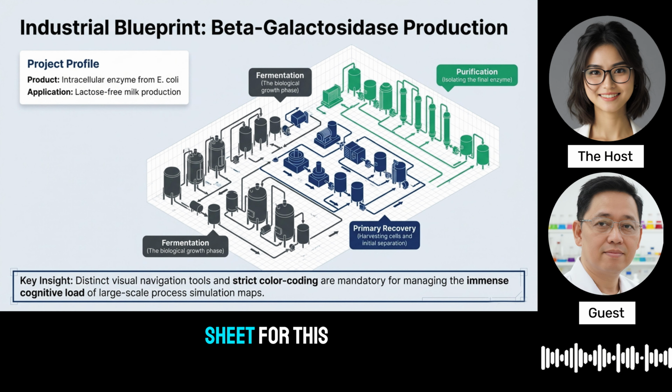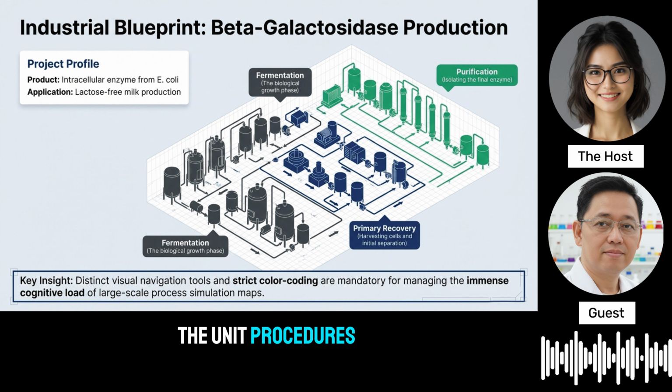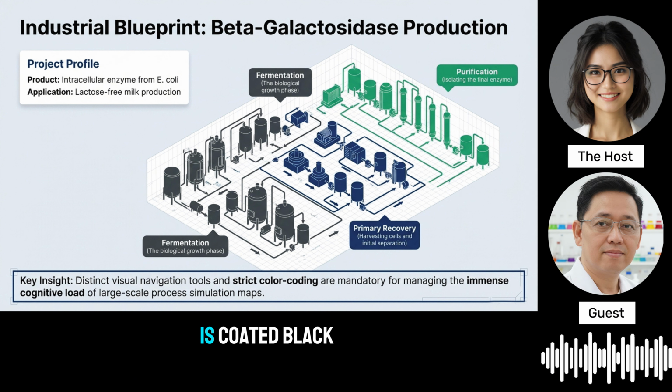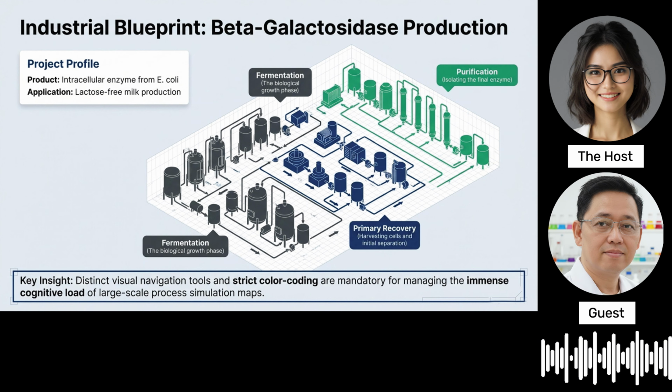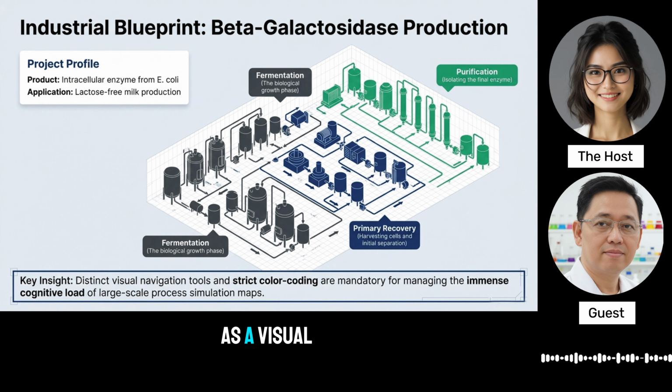The digital flow sheet for this is sprawling, so engineers use strict color coding to group the unit procedures visually. Oh, smart. How is it coded? The fermentation phase, where the biological growth happens inside the bioreactors, is coded black. Okay, black for fermentation. Then primary recovery, which involves breaking the cells and doing the rough separation, is coded blue. And finally, purification, the highly sensitive final refining step, is green. So it acts as a visual anchor.